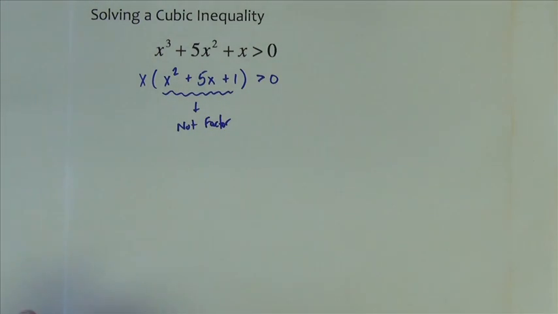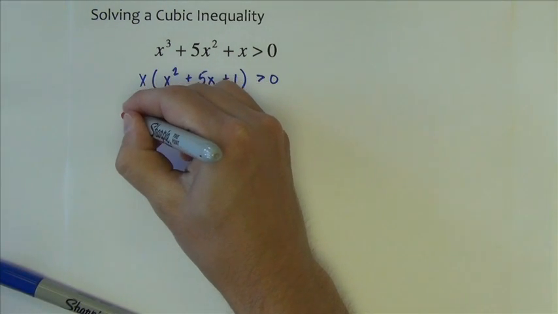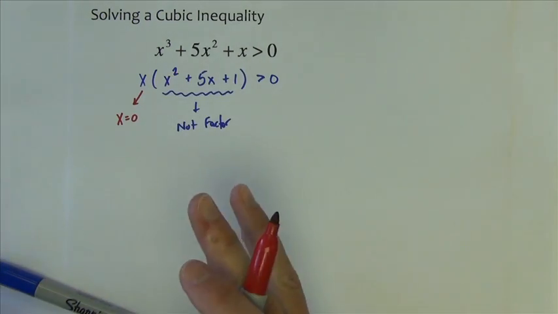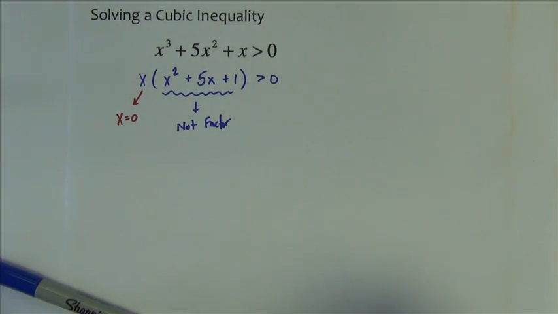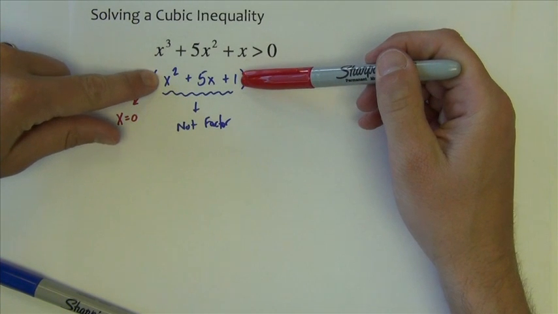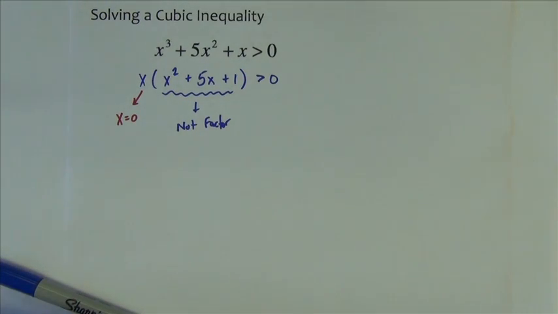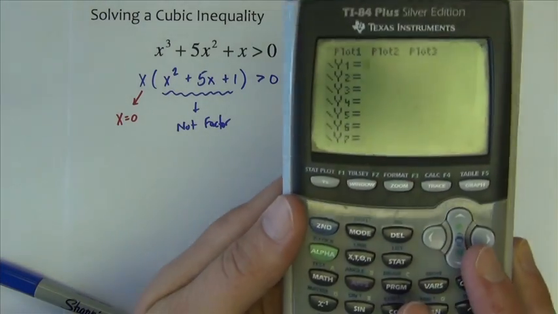So that becomes the issue, is we have to solve that part that doesn't factor. We do have this x out here, which would give me a 0 of x equals 0. And so I've got that, but the question is, what are the other two solution points that would come from this that doesn't factor? So what I'm going to do is use the graphing calculator to help find those spots. And so I'm just going to type in the entire inequality here.